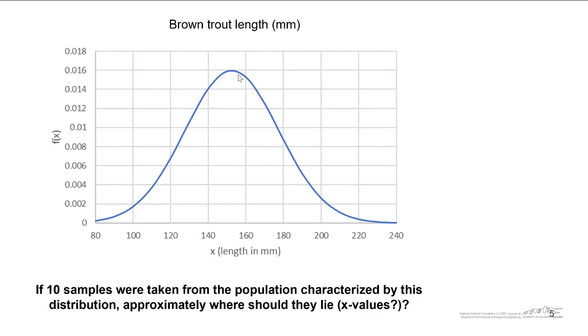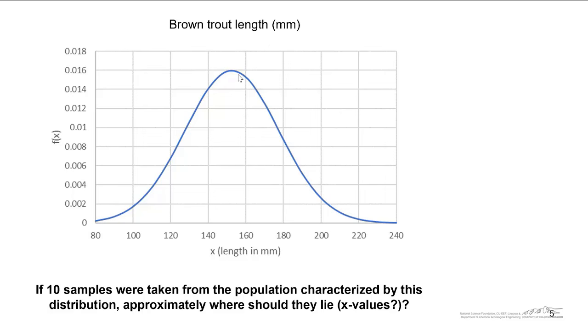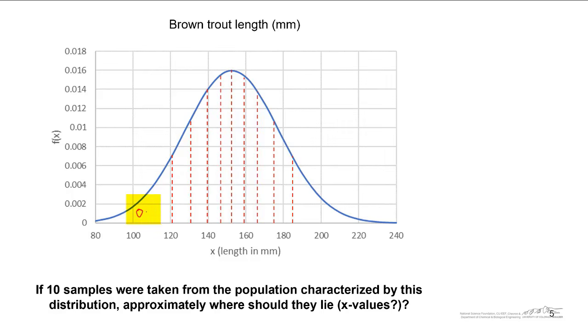Now, if we were to take 10 samples from this population that are characterized by this distribution, the question arises approximately where should they lie? And you all know, because of how these probability density functions work, if I had 10 samples, each of these regions here, separated by the dotted lines, represents a probability of 10%. So this first region here is 10%. This second region here is 10%, and so on. If we have 10 samples, we would then expect to see one fish in each of these 10 different categories.